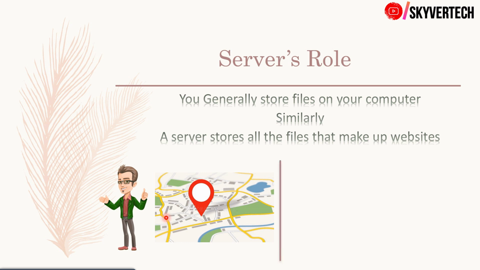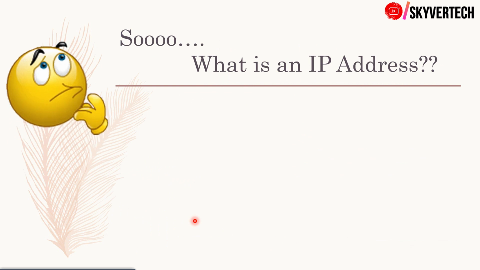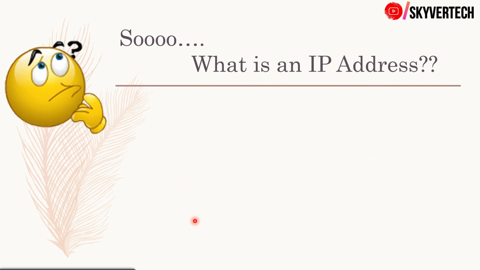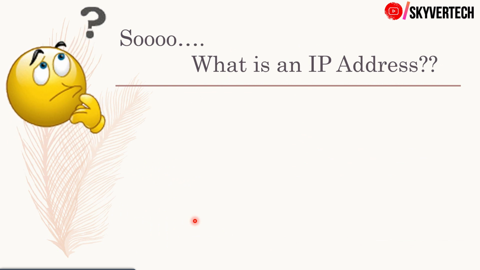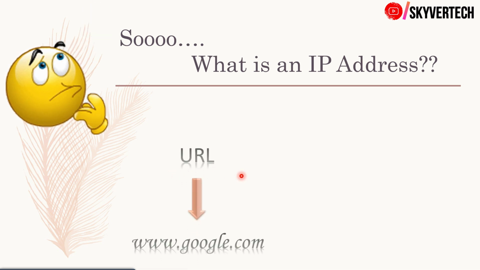So what if computers want to communicate between you? Like your home address, the computers need an IP address. So what exactly is an IP address? You generally go to the browser's address bar and type www.google.com. That's a URL. URL refers to Uniform Resource Locator.